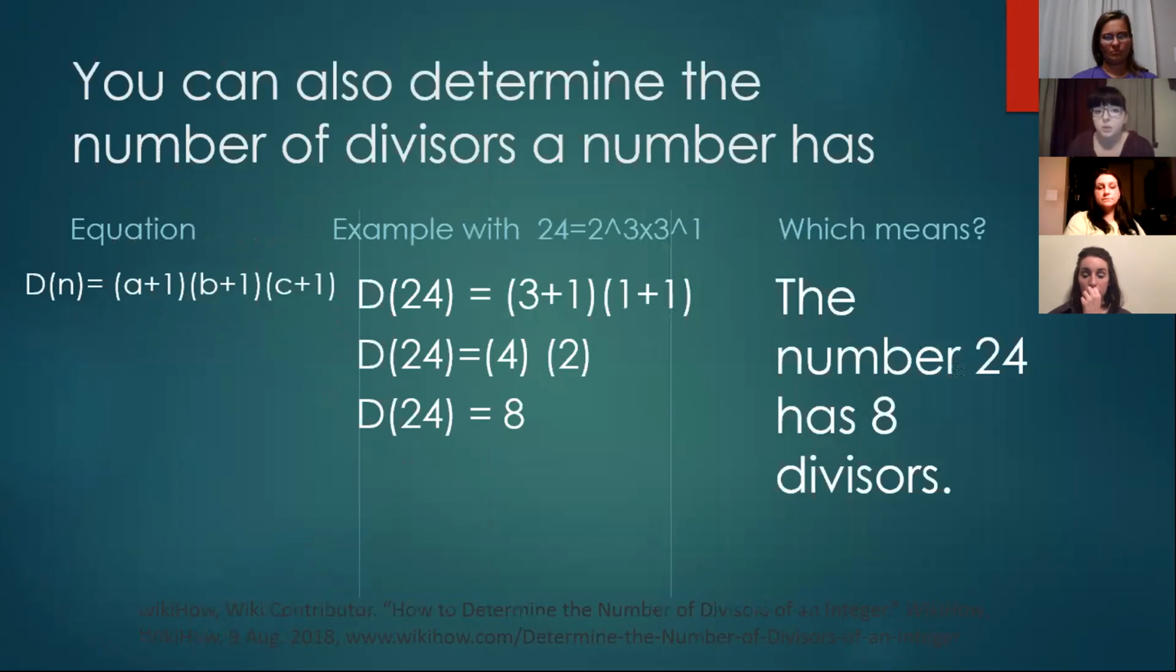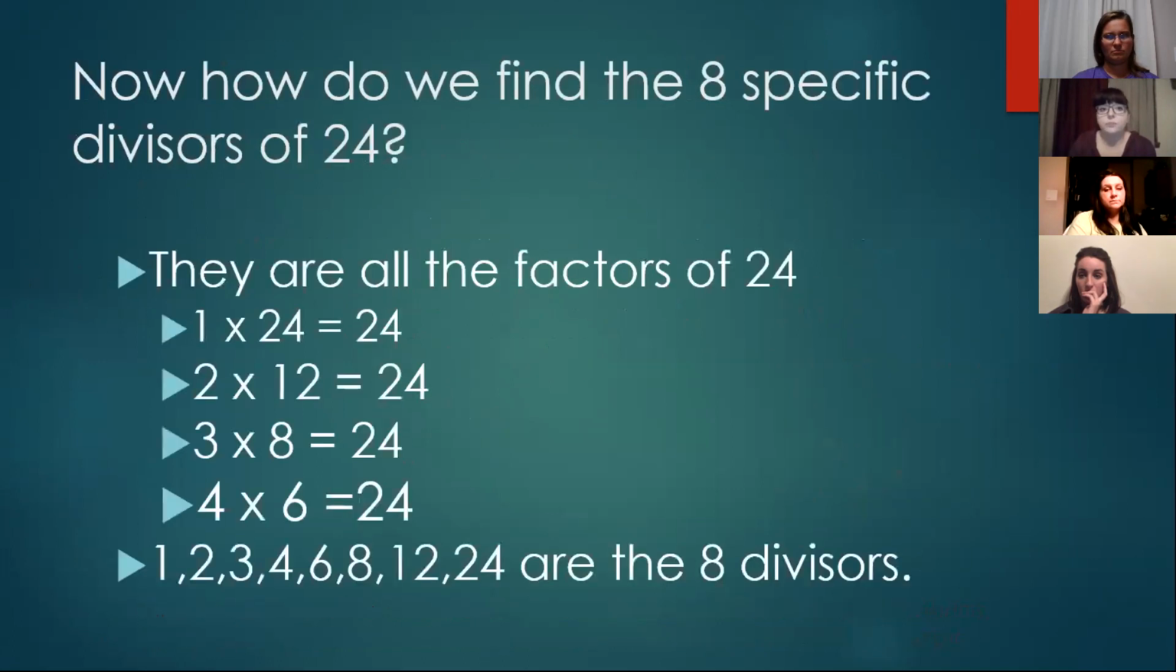So D parentheses 24 equals, so we're going to take the first exponent that we have, which is the 2's. So the 2 exponent 3, we're going to bring the 3 down and put it in the first parentheses, 3 plus 1. Then we're going to take the 1 3 that we have, the 3 exponent to 1, and bring the 1 down. Then we're going to solve for what's in the parentheses. So 3 plus 1 equals 4, and 1 plus 1 equals 2. And since those are still in parentheses, we're going to multiply those. So that'll be 8, which means we have 8 divisors for 24.